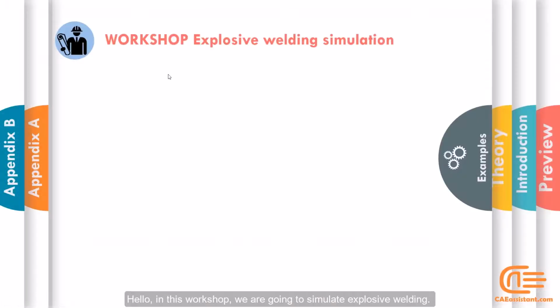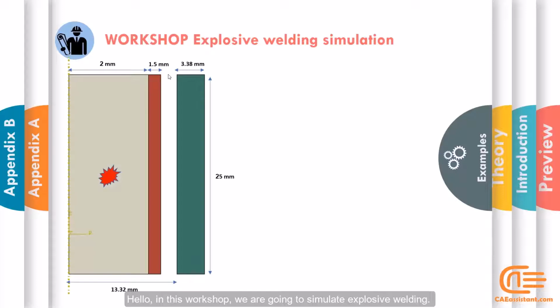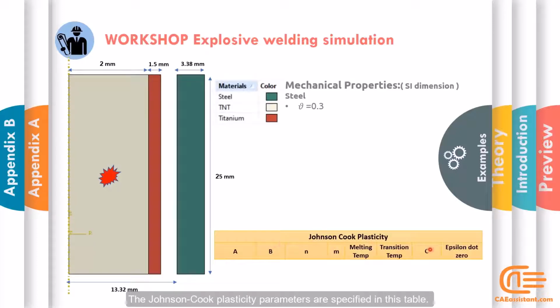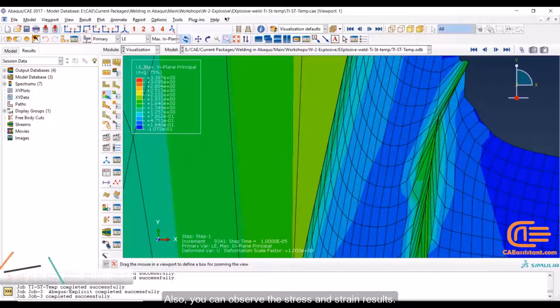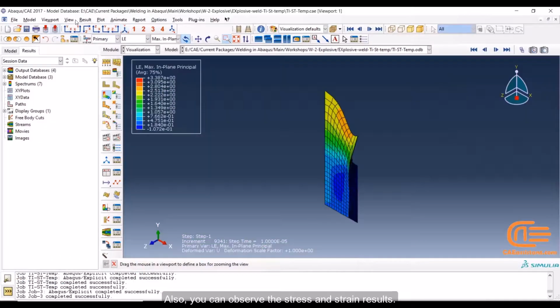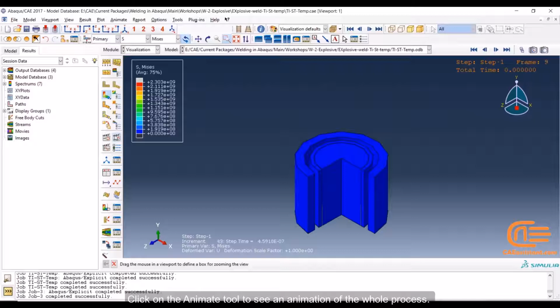In this workshop, we are going to simulate explosive welding. Johnson-Cook plasticity parameters are specified. You can observe the stress and strain results. Click on the Animate tool to see the animation of the whole process.